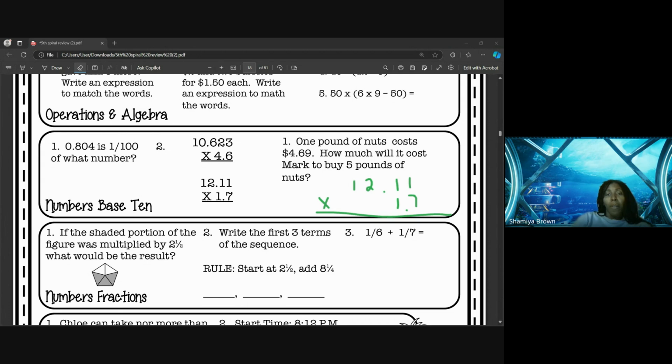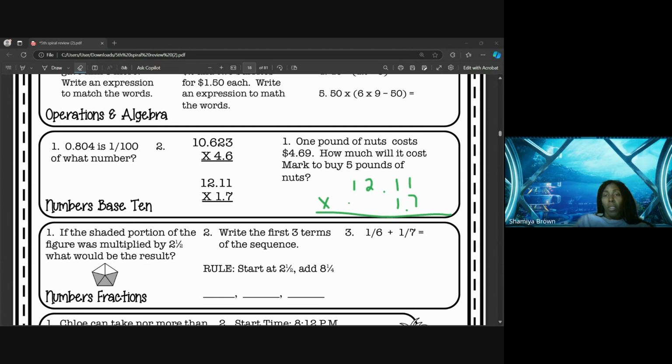So I'll have 2 digits after my decimal up here and 1 digit after my decimal down here. So that's a total of 3 places after my decimal. So I'm going to have 3 places after my decimal in my answer. So let me go ahead and multiply this. This should be pretty easy because I have several 1s in here.